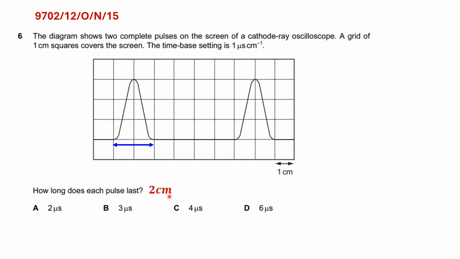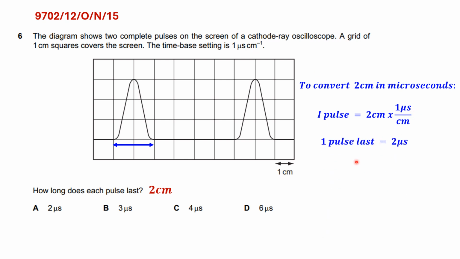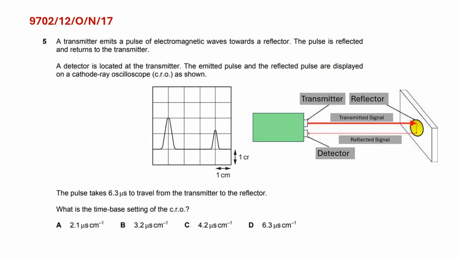So how we do that? We need to convert. So to convert 2 centimeters in microseconds, because all the answers are in microseconds, we are going to multiply the 2 centimeters times the time base setting, which is 1 microsecond per centimeter. We are going to cancel centimeters, and a pulse lasts 2 microseconds on option A. Pretty easy, but you need to be explained. Someone needs to explain to you how to do it.